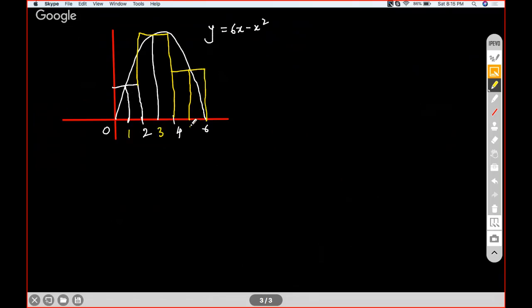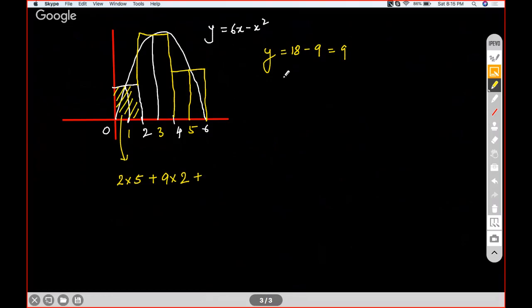One, 3, 5. Right. Now at 1, the y value will be 5. Correct? So the first rectangle would have an area of 2 into 5. Okay. Second rectangle, the height would be, when you put x as 3 in that, y is equal to 18 minus 9. That's going to be 9. So 9 into 2 would be the height.